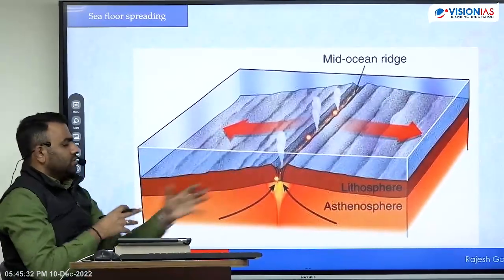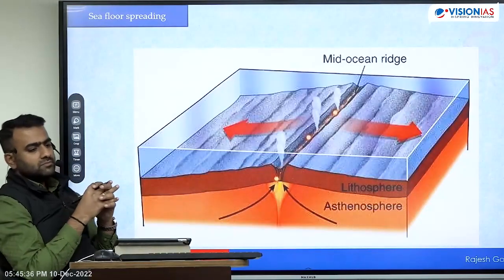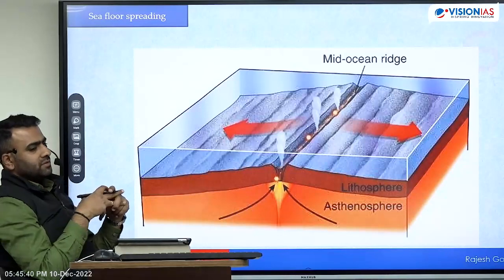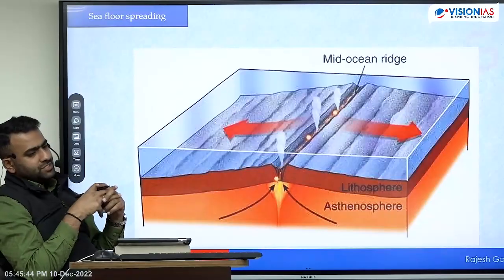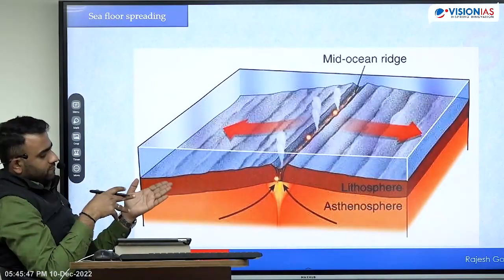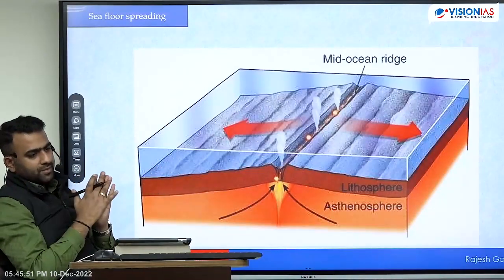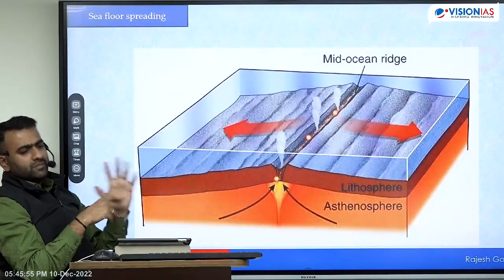Accumulation will happen only here, just a little bit. Not rapidly. It will not happen rapidly. The magma which comes out through the mid-oceanic ridge is very fluid in nature. More than building up, it flows out. It will not build up rapidly. Over a long period of time it will continuously accumulate, little by little, and then build up.